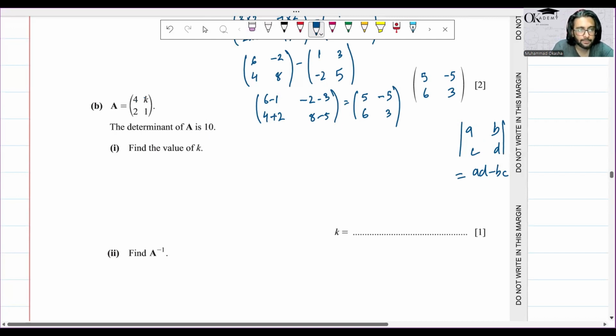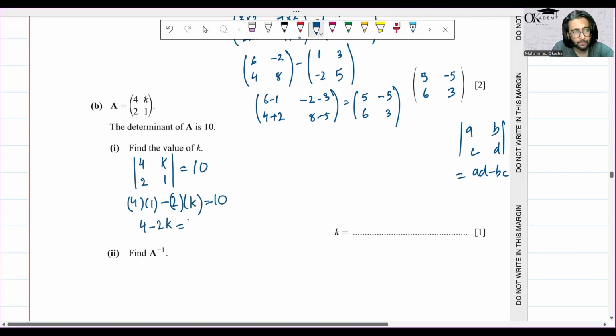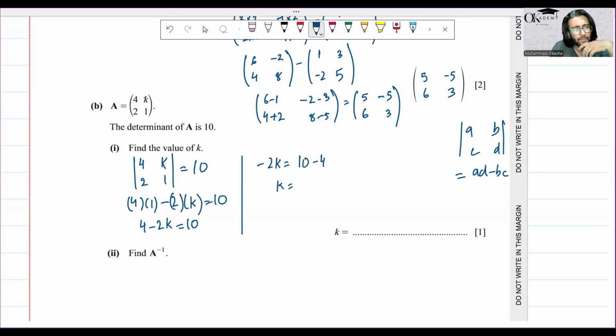We already know the determinant, right? So for the matrix 4, K, 2, 1, the determinant is equal to 10. If I were to calculate the determinant, I'll get 4 times 1 minus 2 times K is equal to 10. If I work it out, 4 minus 2K is equal to 10. I can isolate -2K. So -2K is equal to 10 minus 4. 10 minus 4 is 6, divided by -2. I'm going to get -3. Okay, so K is equal to -3.